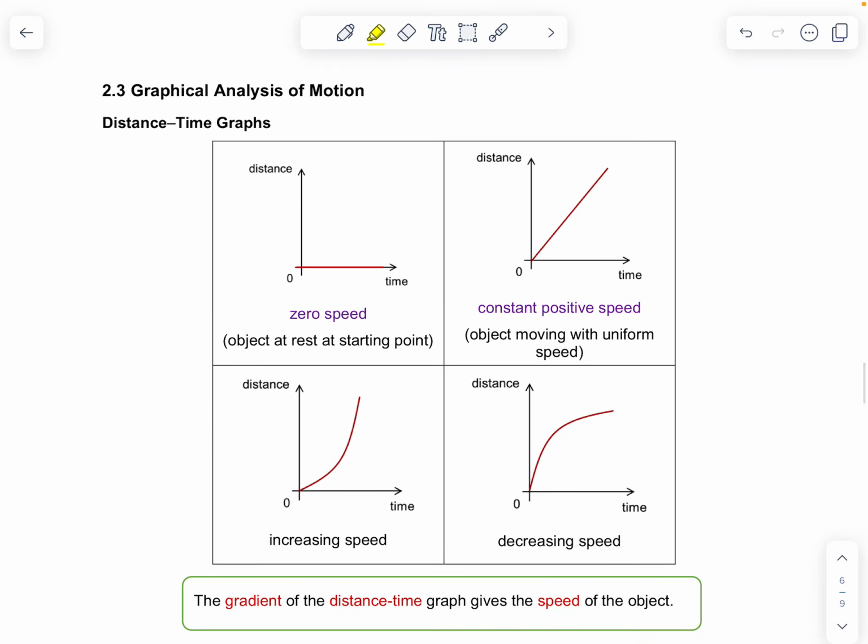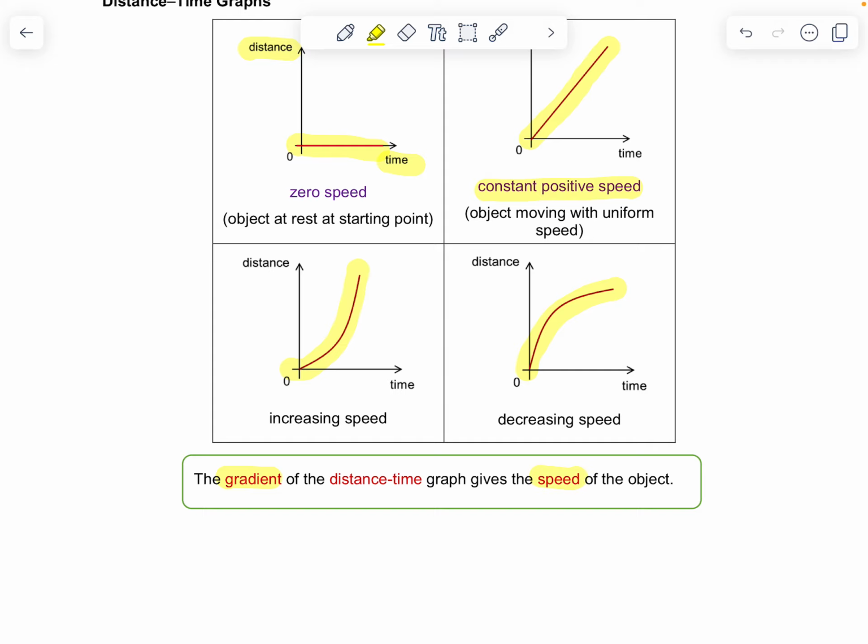Okay, let's look at some distance time graphs. So we have a distance time graph here. If the line is flat, it means there's no change in distance, it's at 0 speed. If you see that the distance is changing linearly, it is constant positive speed. If it's curved upwards this way, it's increasing speed. Curved this way is decreasing speed. Okay, so the gradient of a distance time graph will give you the speed.